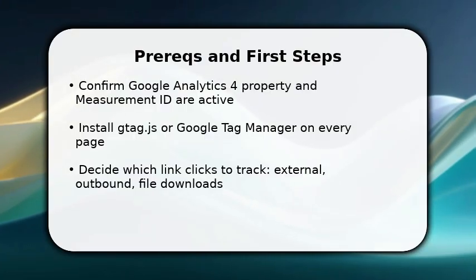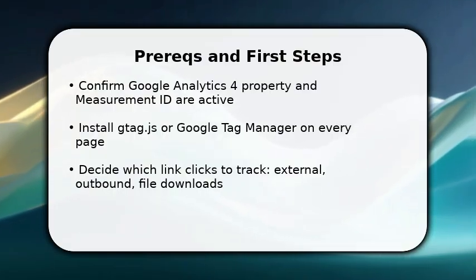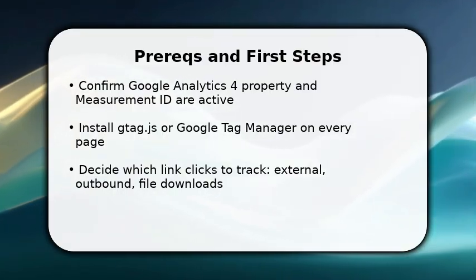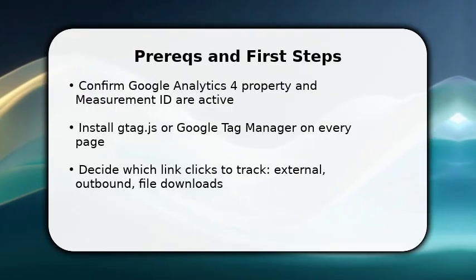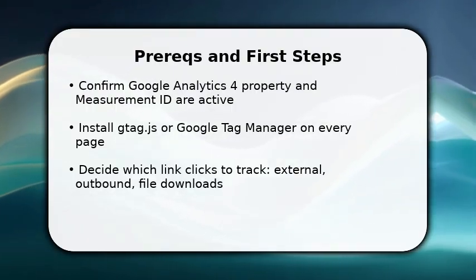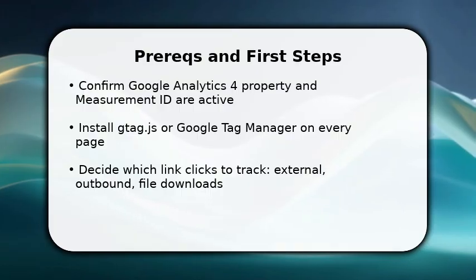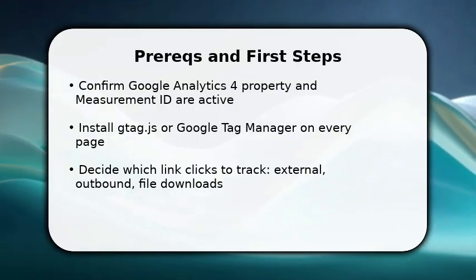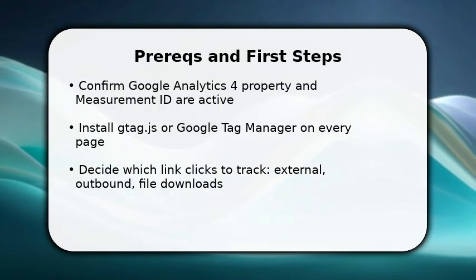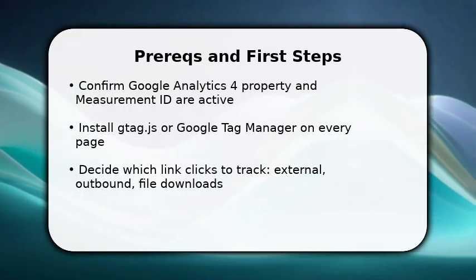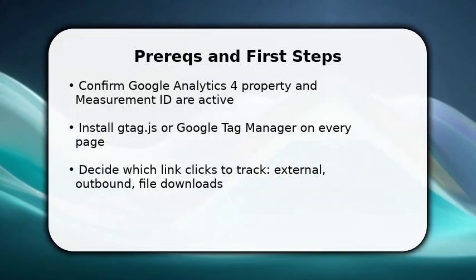You already have GA4 and a site tag. Now act. First, identify target links and add a consistent CSS class or data attribute to them. Then, choose between GTag, JS or Google Tag Manager. Use GTM for scale. Once decided, create a trigger that listens for click events on elements with that class.